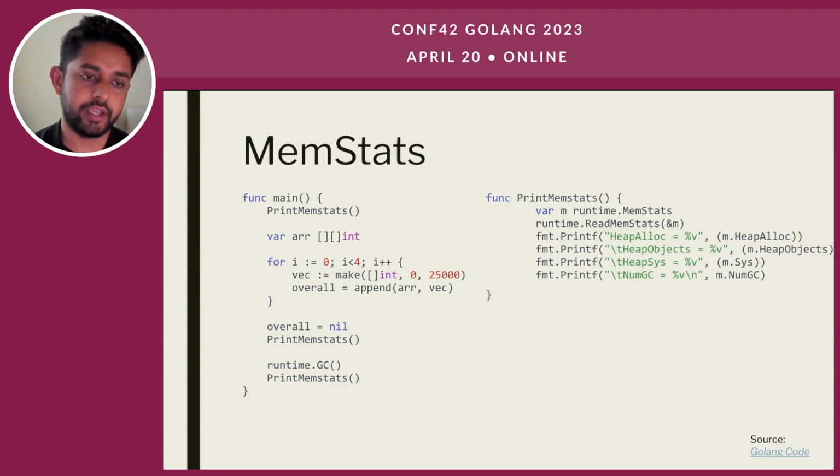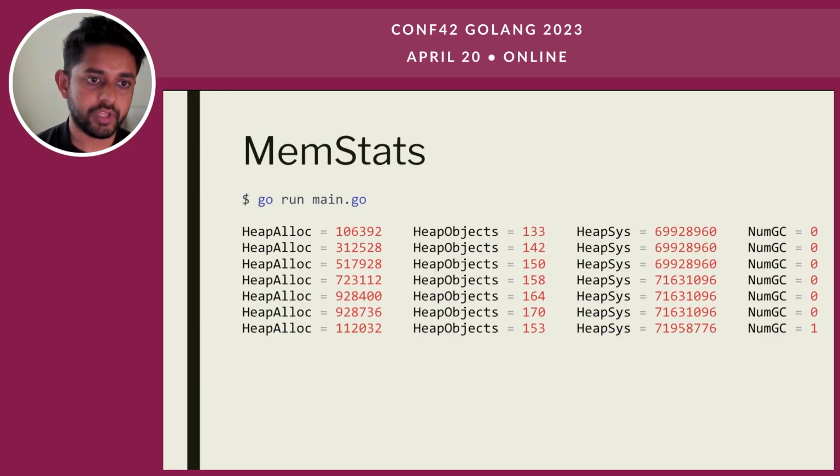This can be really helpful to see how frequently GC is getting triggered. The example I did here is essentially we're allocating this slice of integers, or this array of int slices, and I'll show you in the next slide how the number of heap objects and heap allocated bytes changes, as well as how the GC counter increments. So here's what we got when we ran it.